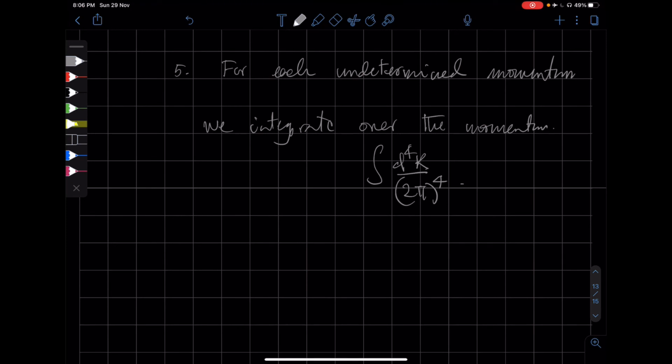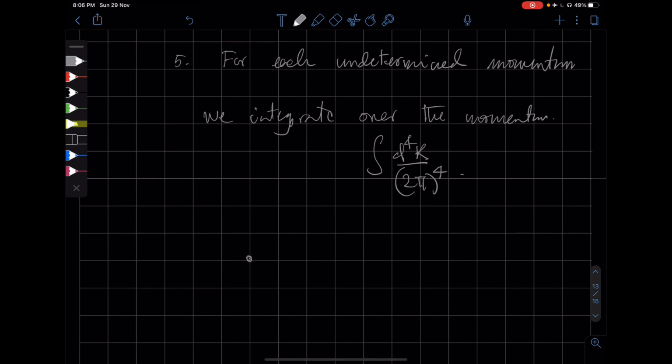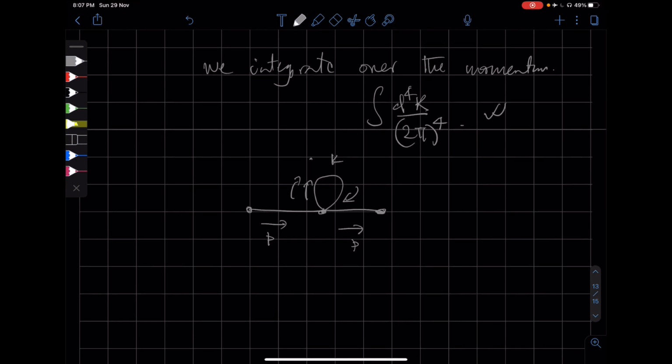As an example of a diagram where we have an undetermined momentum, we can take the case where we have a momentum coming in, which is p here, and the same momentum must go out, p. But here, the momentum in the internal loop can be anything, because whatever is going in this way is coming back this way. So therefore, the momentum in this loop is not determined. Therefore, for such diagrams, we have to include an integral over d^4k.